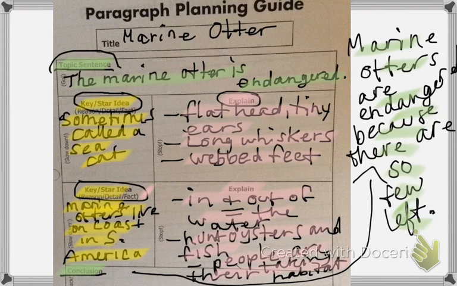Now, my last and final sentence is in green. It's in green, of course, because it is my concluding sentence. And it is down here. And I remember I had to write it over here because I ran out of room. My concluding sentence just kind of summarizes that marine otters are endangered. Marine otters are endangered because there are so few left. So this is how you're going to organize your paragraph about the endangered animal.